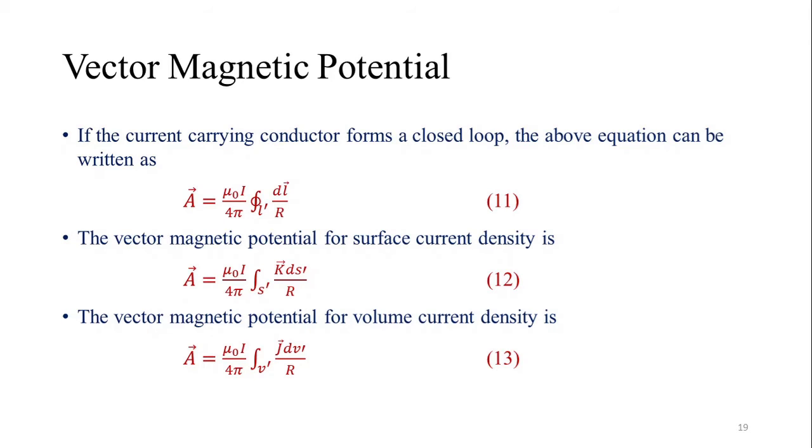If the current carrying conductor forms a closed loop, the above equation can be written as A vector is μ₀I/4π line integral of dl/r. The vector magnetic potential for a surface, you replace dl by dS, is μ₀/4π surface integral of K dS/r. For the volume integral, A vector is μ₀/4π volume integral of J dv/r. So you can apply the magnetic vector potential to line, surface, or volume integrals.